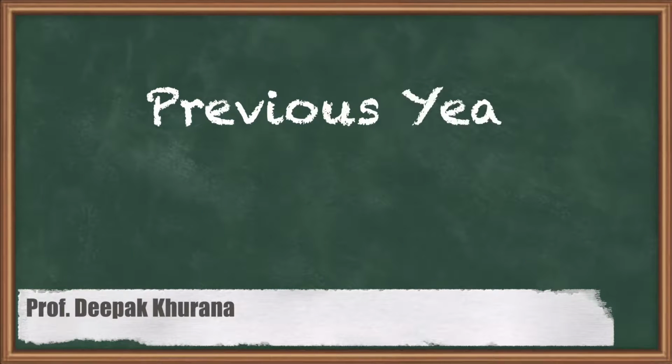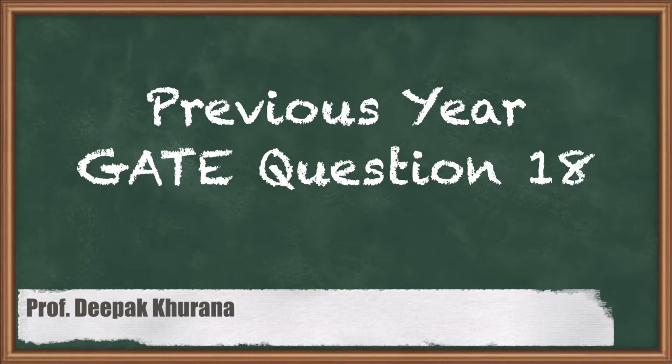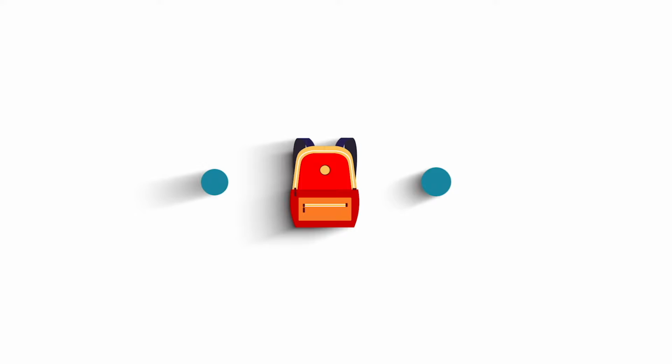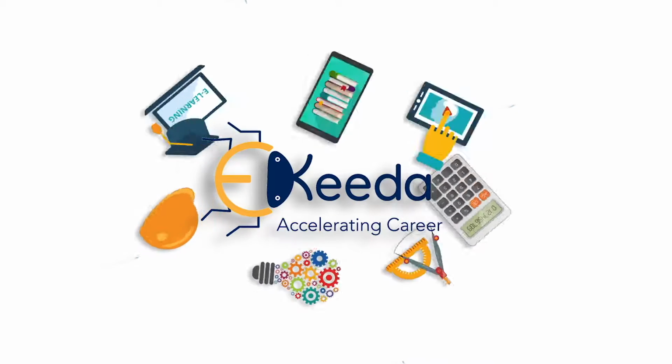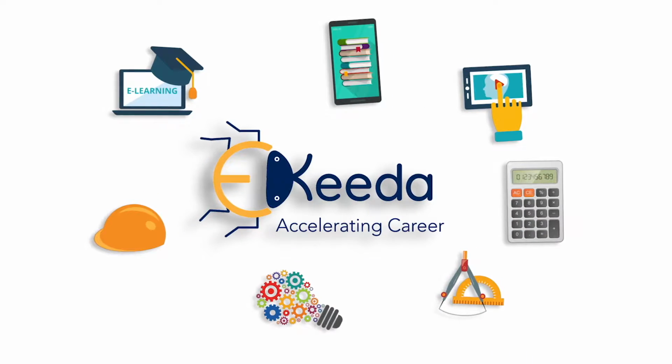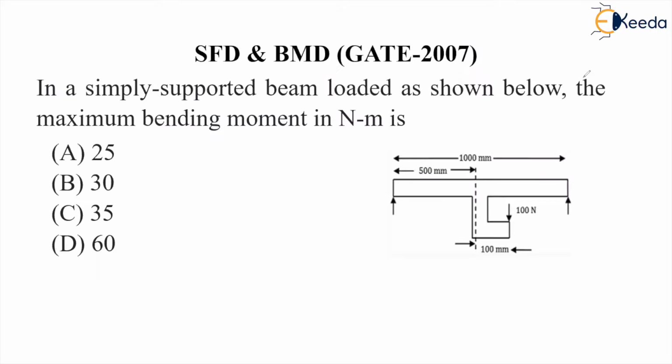Hello students, in this session let us solve a question on shear force and bending moment diagram. In a simply supported beam loaded as shown in figure, we have to find the maximum bending moment in Newton meter. So we are given a simply supported beam, supported at two ends, and an L-shaped load is applied here.